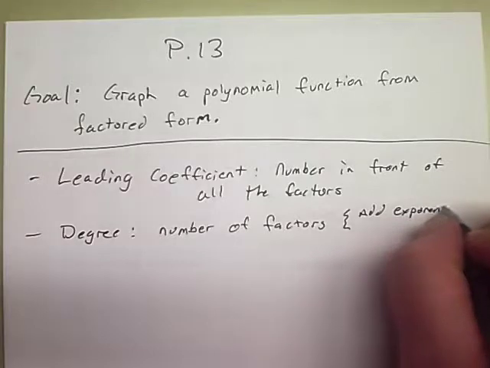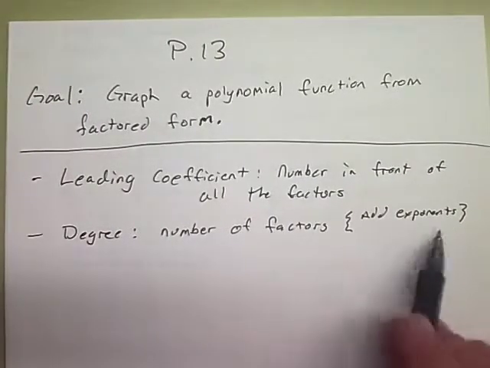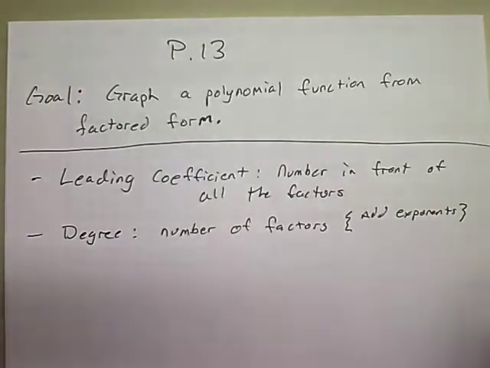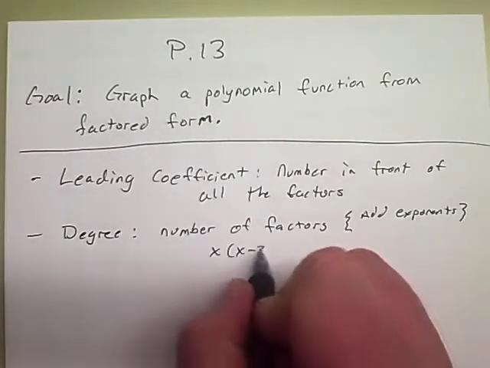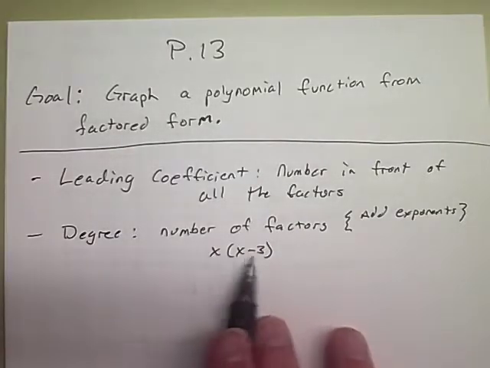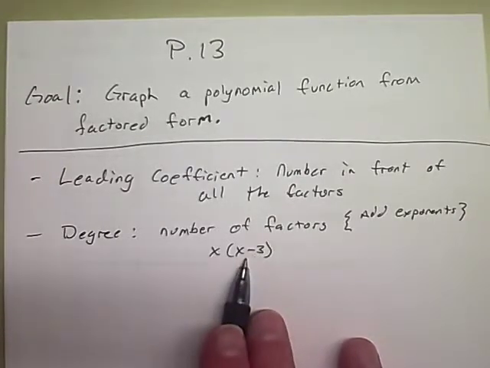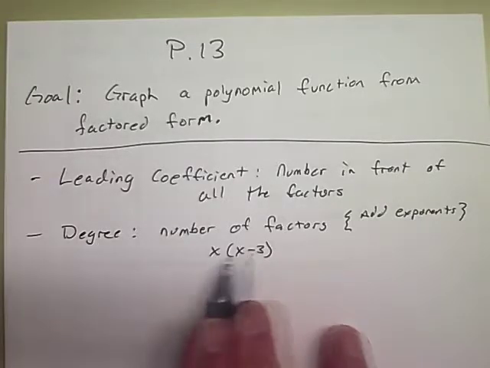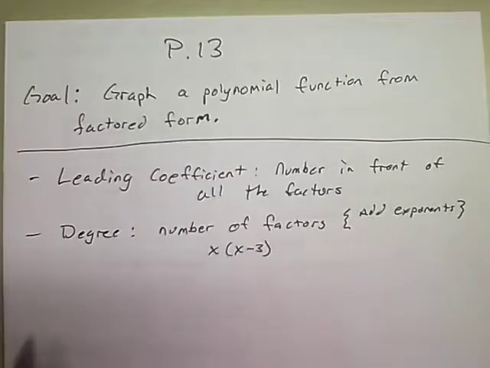But that's kind of for later on. For our class, for our purposes, the degree is going to be the number of factors. And remember, if you have something like x times x minus 3, these are 2 different ones. So this would be one factor, and here's another factor. All right, so when it comes to degree, we would just add up all the factors, 1, 2. So like if this were the polynomial, this would be a second degree, right?